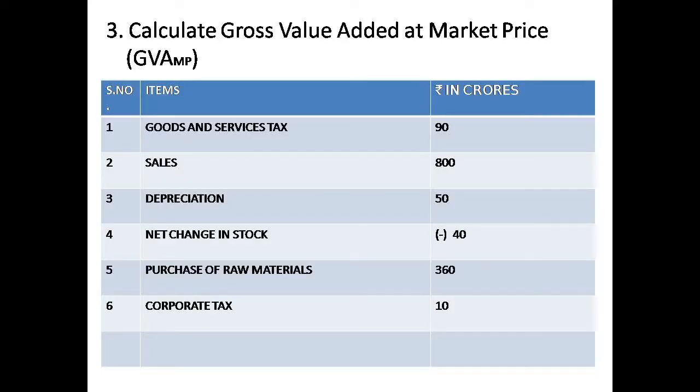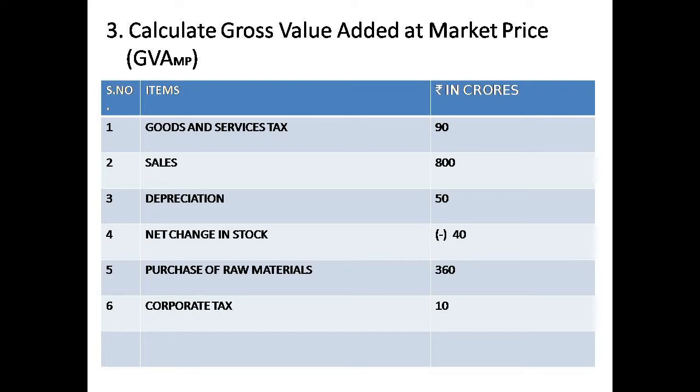Let's now go on to the third problem. Calculate gross value added at market price. GVAMP only we have to calculate. Goods and services tax is given. Sales is given. Depreciation is given. Net change in stock. Net change in stock means change in stock. Difference between closing stock and the opening stock. Purchase of raw materials. Corporate tax. This corporate tax and all not needed for us. So we need not consider it at all. They will give many such items which are not needed for us. We can just ignore them.